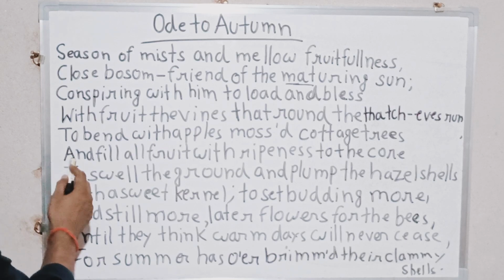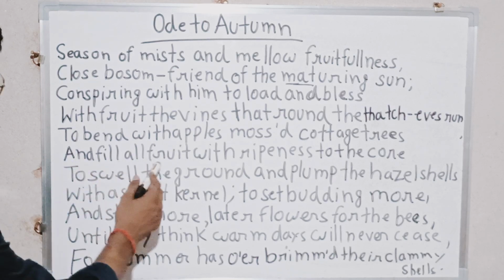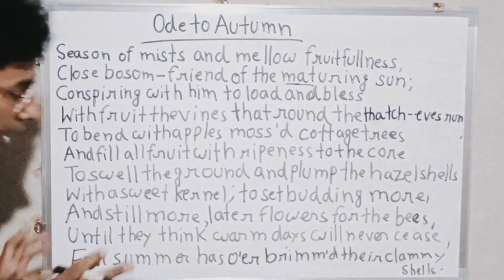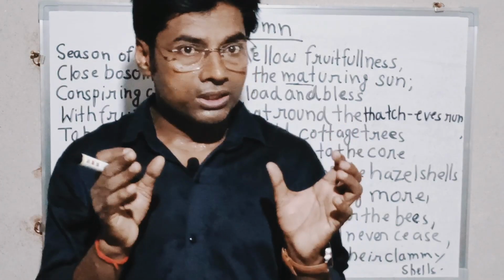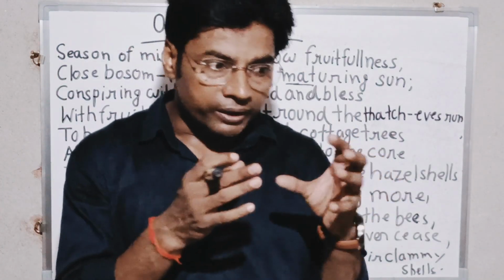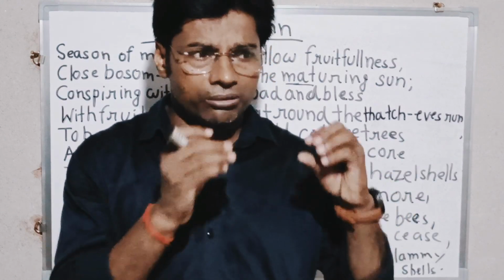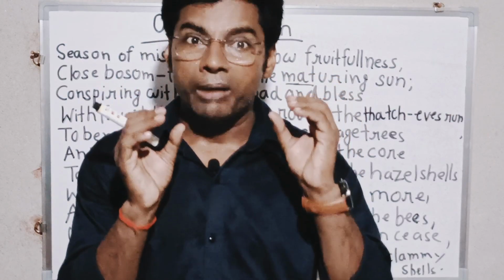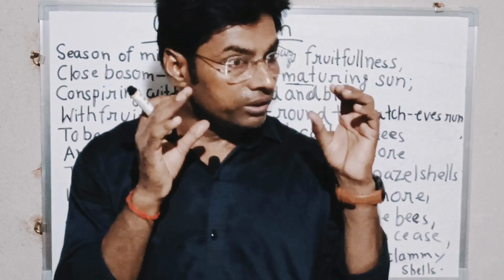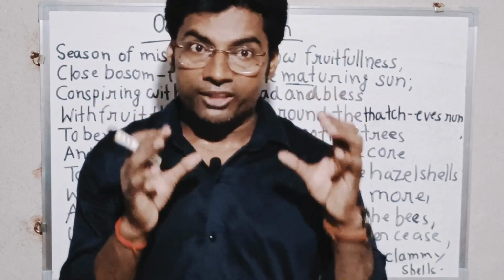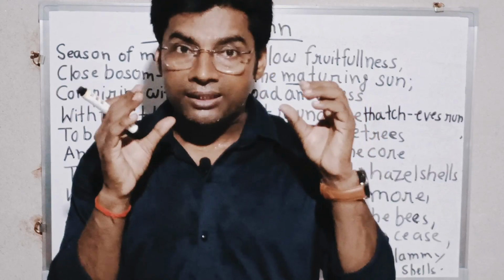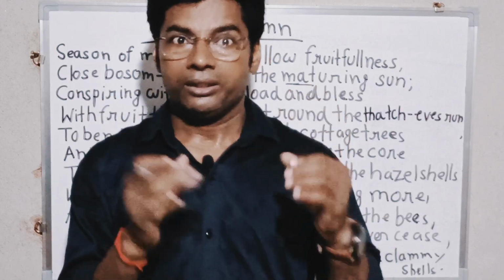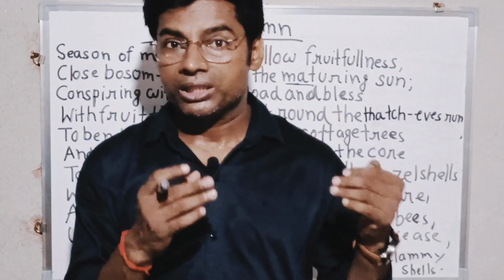See, and fill all fruit with ripeness to the core. And he says how autumn, with the help of the sun, fills each and every fruit to the core with pulp, with flesh. How the fruits become fleshy, how the hazelnut becomes full of soft kernel in this very particular season.